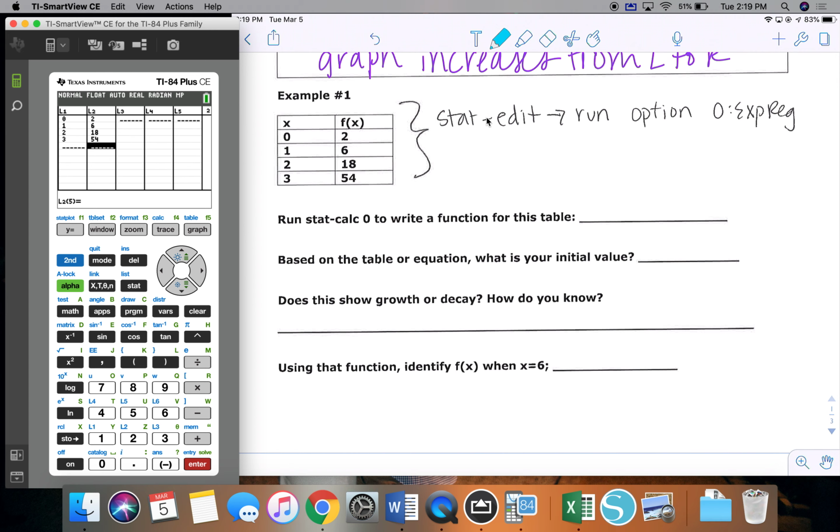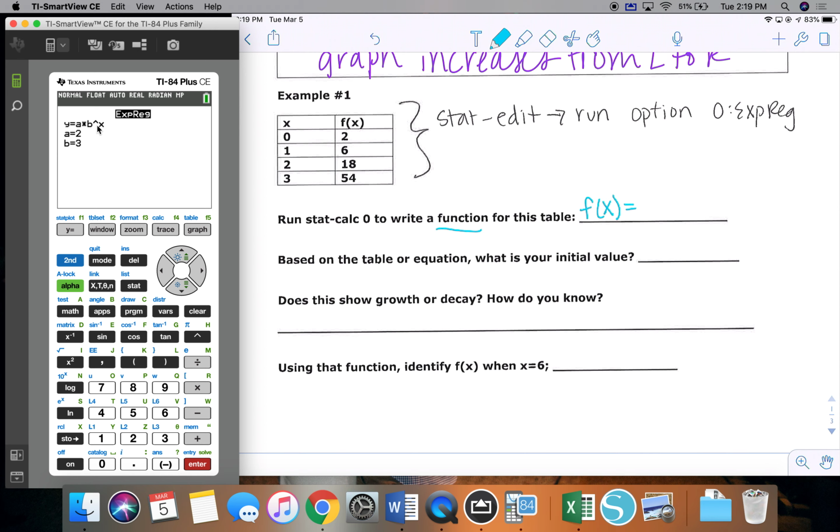Now I follow this. I did Stat Edit and then I'm going to go Stat, scroll to Calc. Option 0 is exponential reg, so ExpReg. It's the exact same steps we've been using. We did 4 for lines, 5 for quadratic, so this is 0 for exponential. So I run this, and so my function is going to be f of x, or y equals.